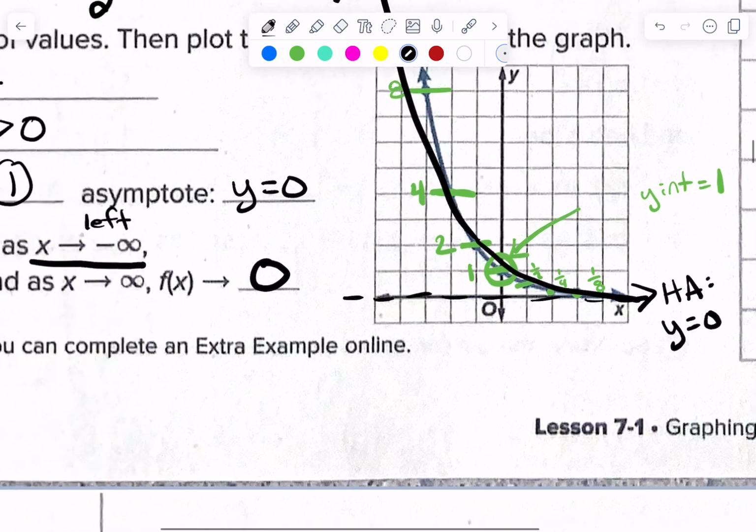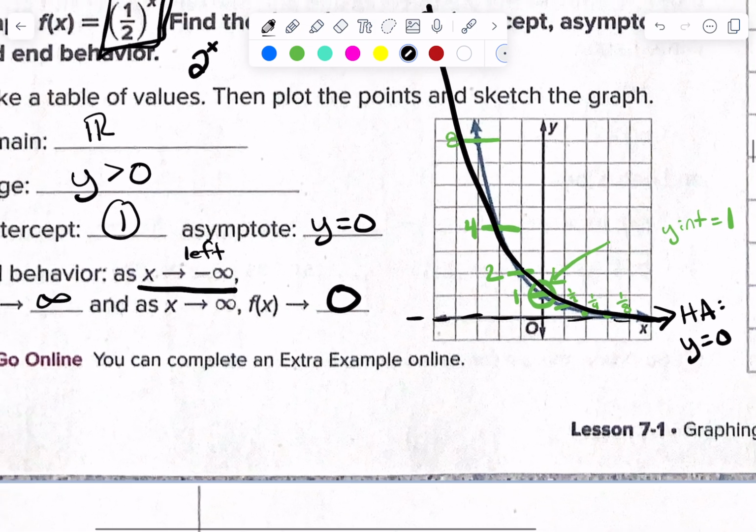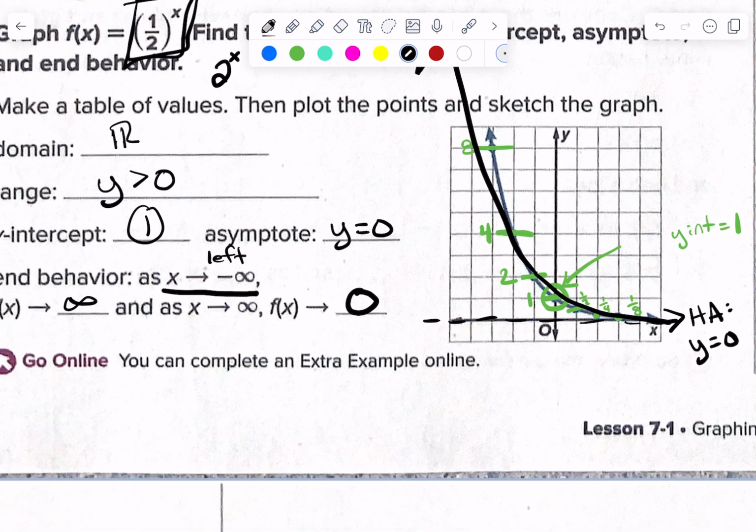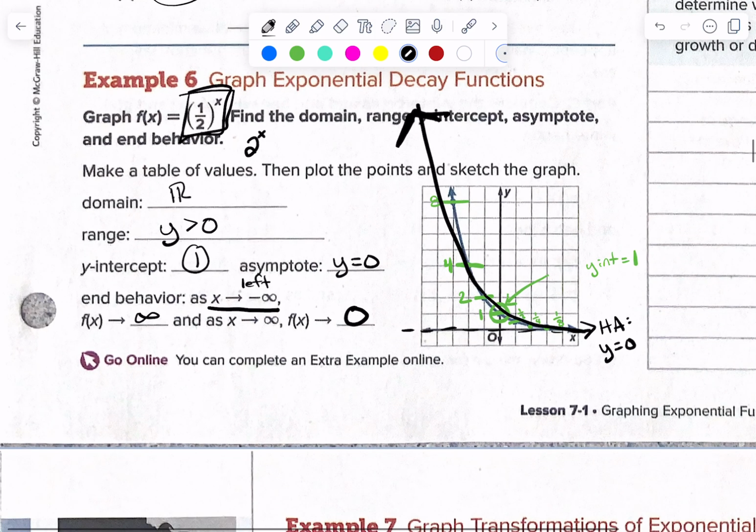Wait, so is there a vertical one? No, he does not have a vertical asymptote. He only has a horizontal one. But is that a thing? Yes, not in exponential functions, but vertical asymptotes are used a lot. Not for exponential functions though. Okay, good. Happy with that?